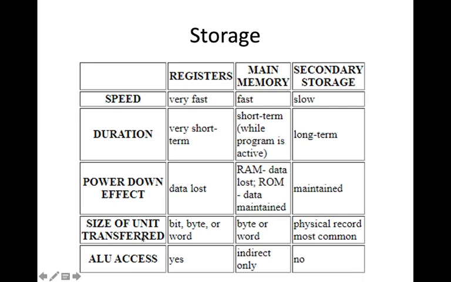Then size of unit transfer: it may be bit, byte or word. Only a small amount of data will be transferred in registers. In main memory it will be byte or word. For secondary storage, it will be a physical record because a huge amount of data can be transferred. Then ALU access: registers can directly access the ALU. Main memory cannot directly access it, but can indirectly access the ALU. Secondary devices cannot access the ALU at all.